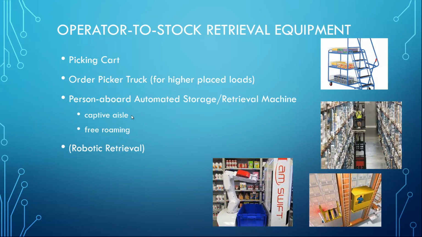More operator to stock retrieval equipment: we have the picking cart, we have the order picker truck, and the ladder for higher places or loads. You can see that in Lowe's or Home Depot when you go there, and they have the ladder where they go to higher shelves and bring you the item. We have the person aboard automatic storage retrieval machine or system, which has a captive aisle and free roaming capabilities. And we have the robotic retrieval, where everything is done by a robotic arm, as we see in the picture here.